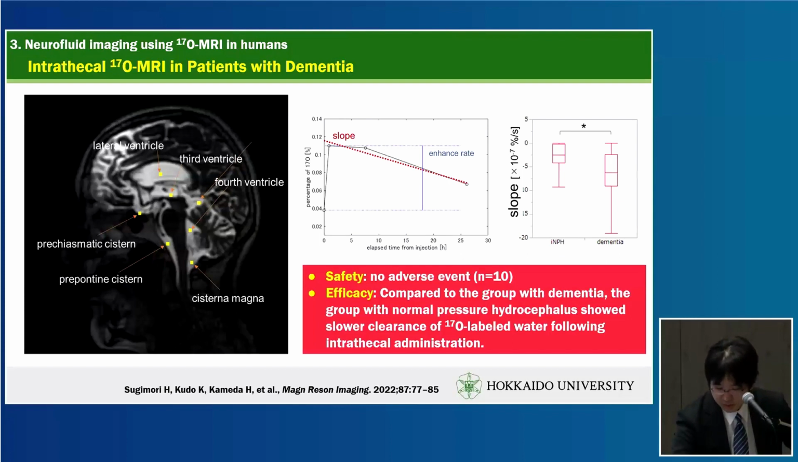In terms of efficacy, we have been able to follow CSF dynamics, CSF turnover, using this method. The interim results suggest that the clearance of O17 water was slower in the iNPH group compared to the other dementia groups.